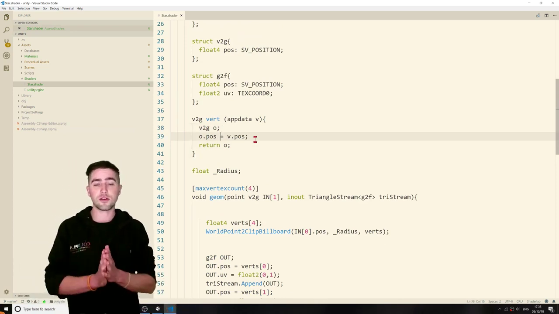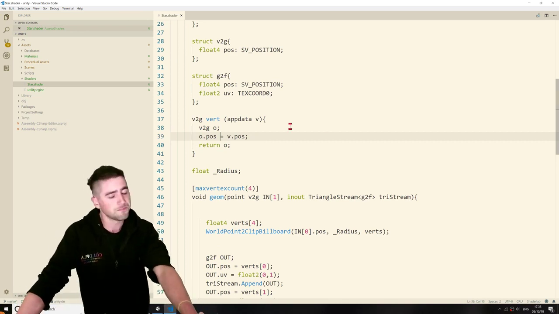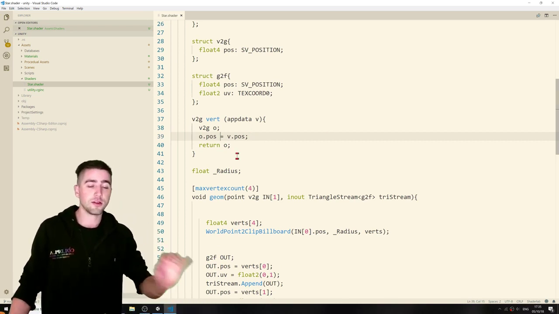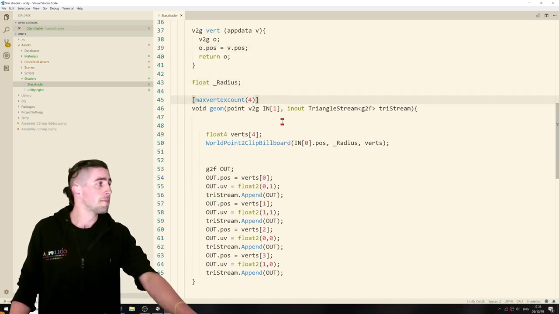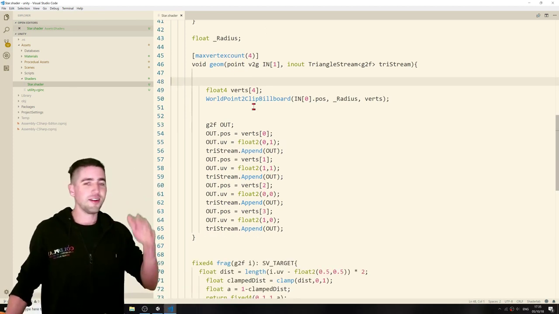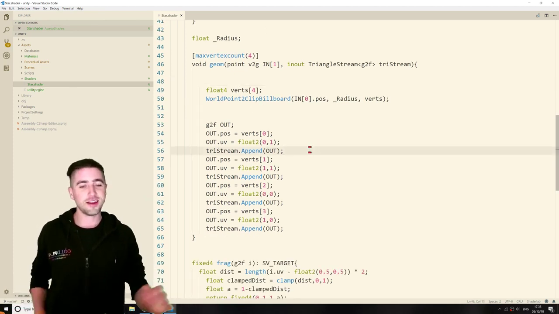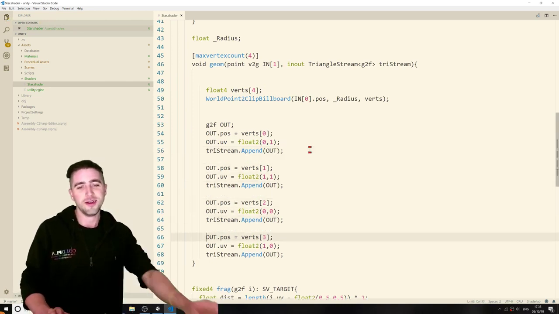If you're used to using other shaders, you might be used to doing an object to clip transformation in the vertex shader. In this one, we're going to do that in the geometry shader. Okay, so we take in our radius, and then we just have our geometry shader. Again, if you want to watch how this is all put together, you can watch the 30-minute video.